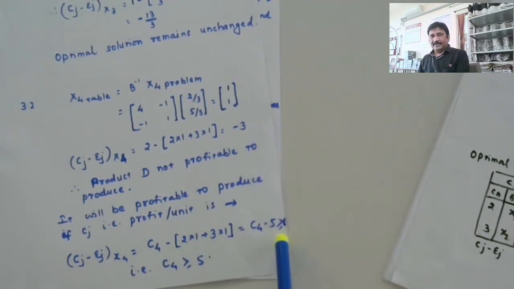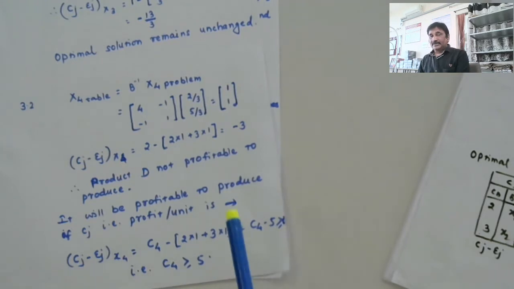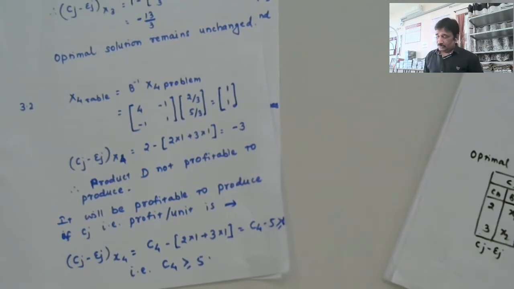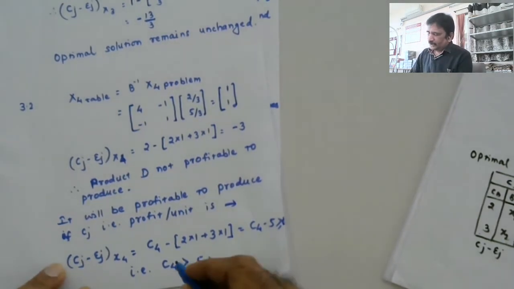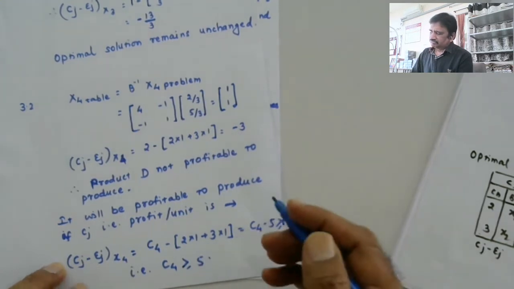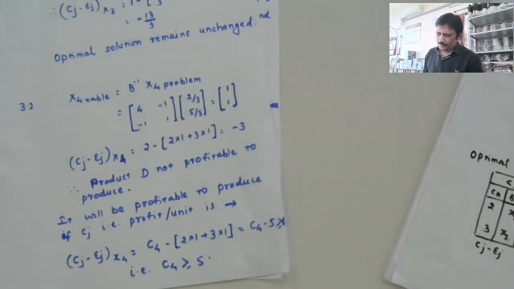This should be greater than equal to 0. Why? Because we are thinking of producing product D. We can think of producing product D if and only if the Cj minus Ej for x4 comes positive. So C4 minus 5 should be greater than equal to 0, not greater than equal to 0, it should be greater than 0 for thinking of producing product D. So C4 should be greater than 5 or greater than equal to 5, right?